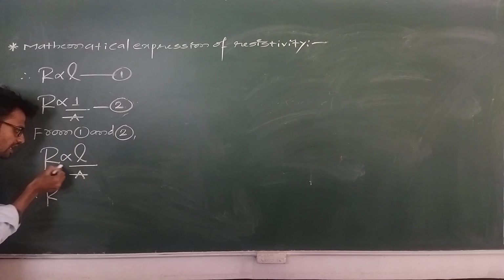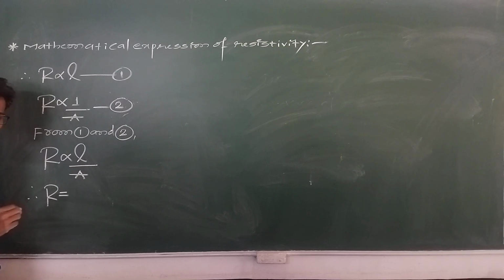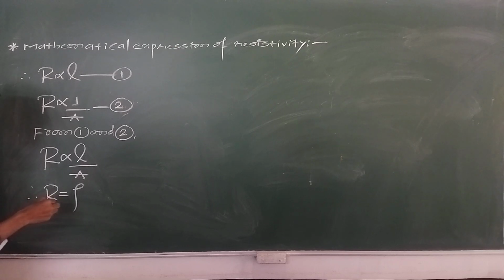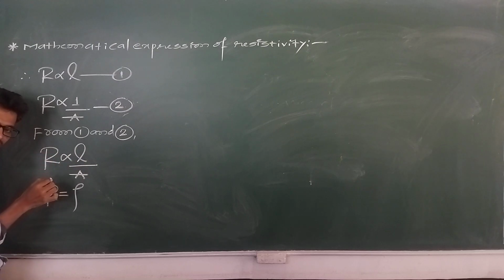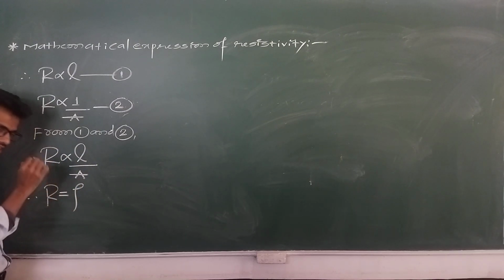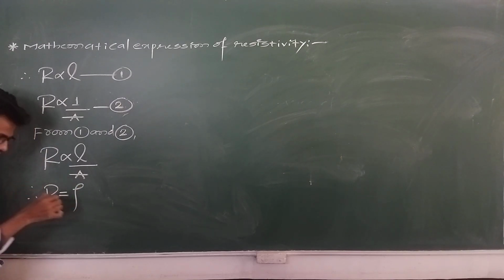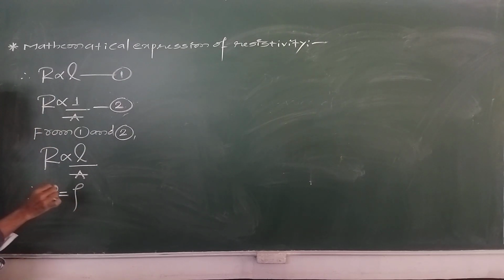I will remove this proportionality sign, and in place of the proportionality sign, I will write a proportionality constant. And this proportionality constant is called rho. And this is the resistivity of the conductor. I removed the proportionality sign and wrote equal to, and after that the proportionality constant rho, which we are calling the resistivity of the conductor or resistivity of the material.